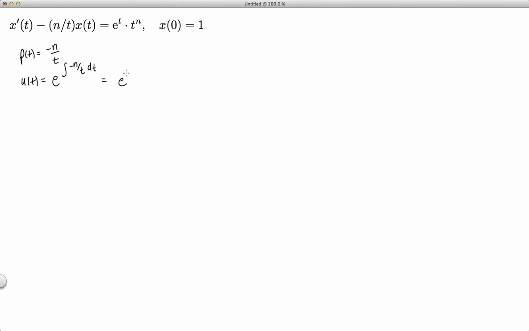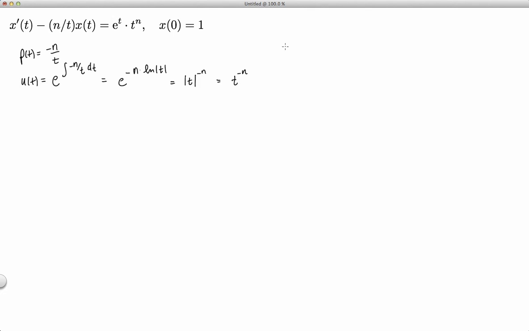This is the same thing as e to the minus n, and this will end up being a natural log of absolute value of t, which is the same thing as absolute value of t raised to the negative n. Now, remember that this is dependent on whether n is even or odd. You might want to deal with the positives or negatives here, but remember we only need one integrating factor, so it doesn't matter if this is positive t or negative t for our purposes here, both will work. And so I'm just going to keep this as t to the negative n, and that's what we're going to end up multiplying through by.